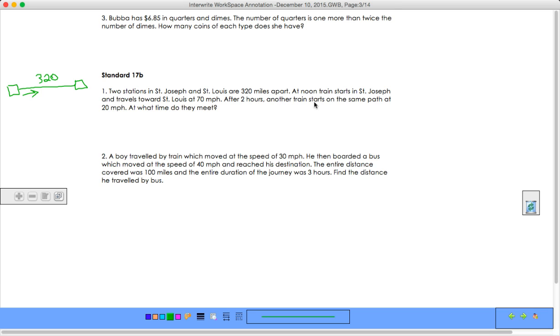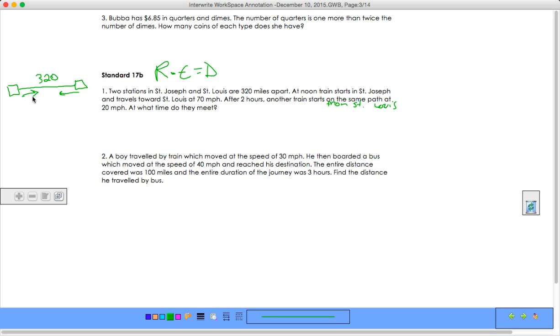After 2 hours, another train starts. It should be from St. Louis. So it's starting here and going the opposite direction, on the same path between the two, at 20 miles per hour. At what time will they meet? So we want to know when they're going to come together, when their total distance together is going to be 320. So first of all, we need to know that it's rate times time equals distance.